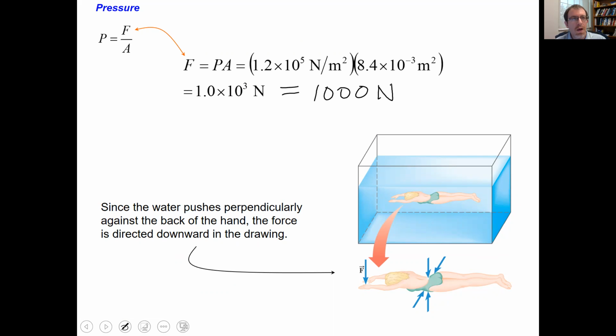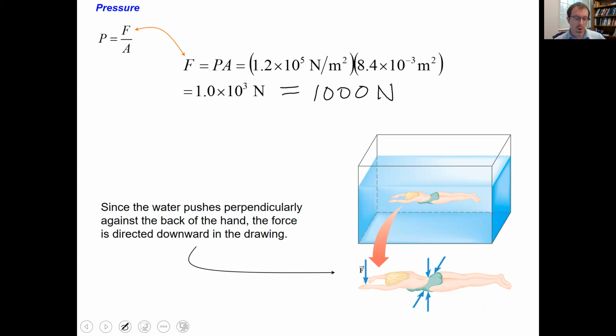Well, let's see. Weight is equal to mass times gravity. So our weight is 1,000 newtons. Gravity is 9.8 meters per second squared. So the mass would be roughly 100 kilograms. Wow, that's incredible. To think that the size of this pressure force is equivalent to the weight of a 100 kilogram object.